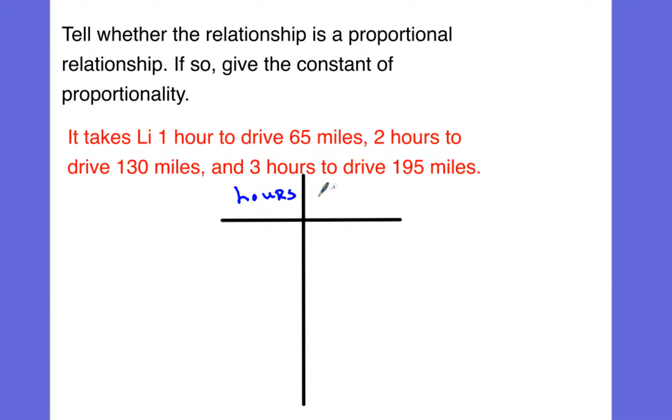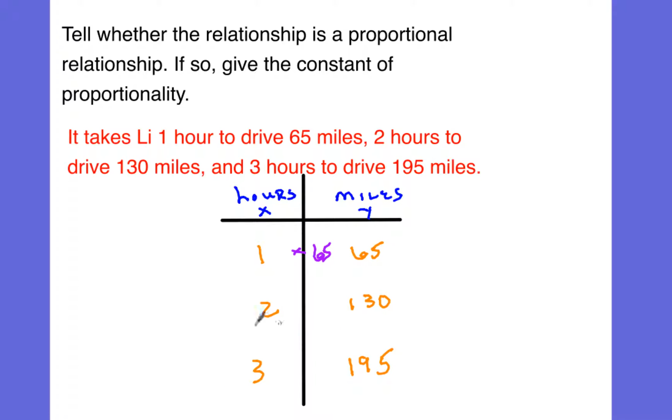And then we're going to take the action, which is her driving a certain amount of miles, as our output, as our y. So here's my x, here's my y. So for hours, after 1 hour, Lee drives 65 miles. After 2 hours, Lee drives 130 miles, and after 3 hours, Lee drives 195 miles. So after 1 hour, Lee drives 65 miles. So that means what we're doing is we're taking our input, the amount of hours, and she's just multiplying it by 65 to get the amount of miles.